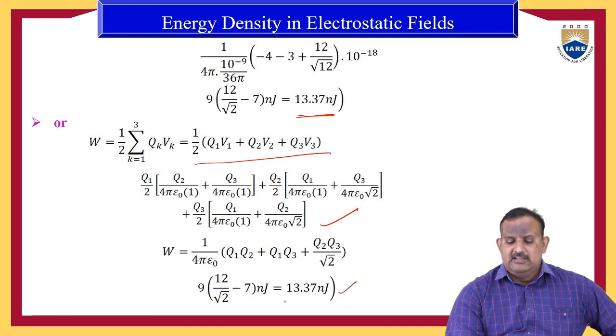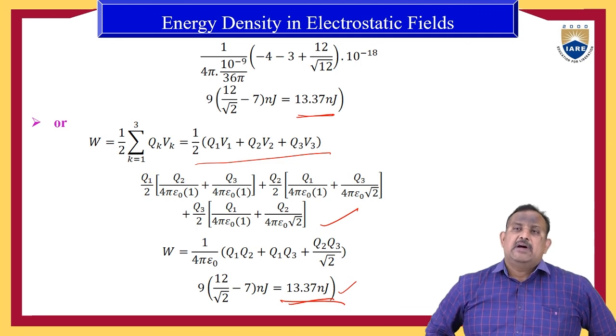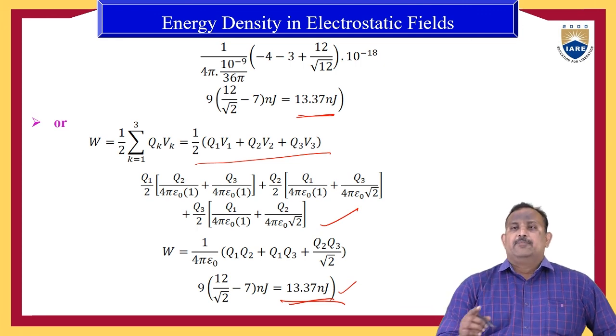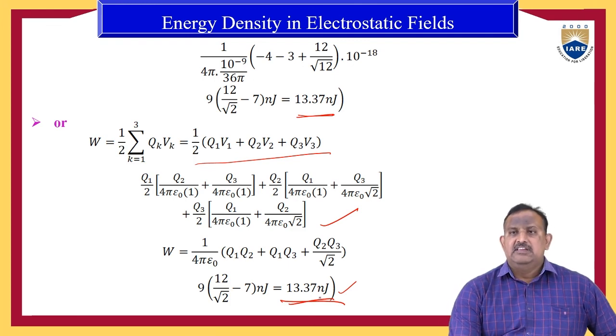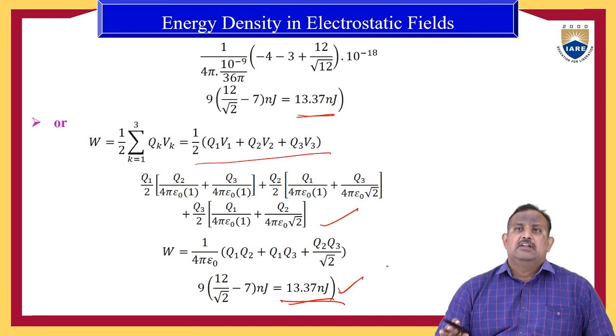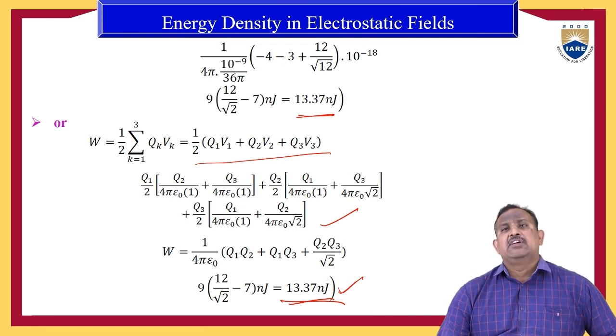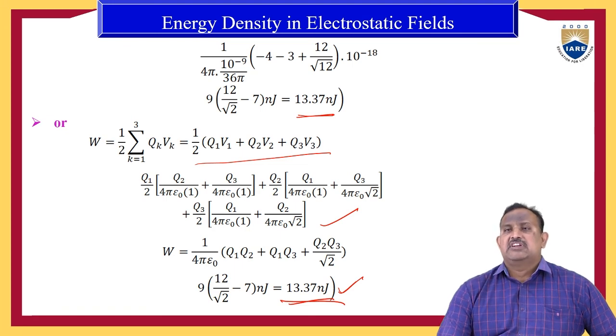It is 13.37 nanojoules. The work done required to move point charges Q1, Q2, Q3 from infinity to space is 13.37 nanojoules. So this is about the relation between electric field intensity and potential, also known as the Maxwell equation for static field, and the energy density or the energy required in an electrostatic field to move point charges from infinity to space. Based upon that, we have some problems.